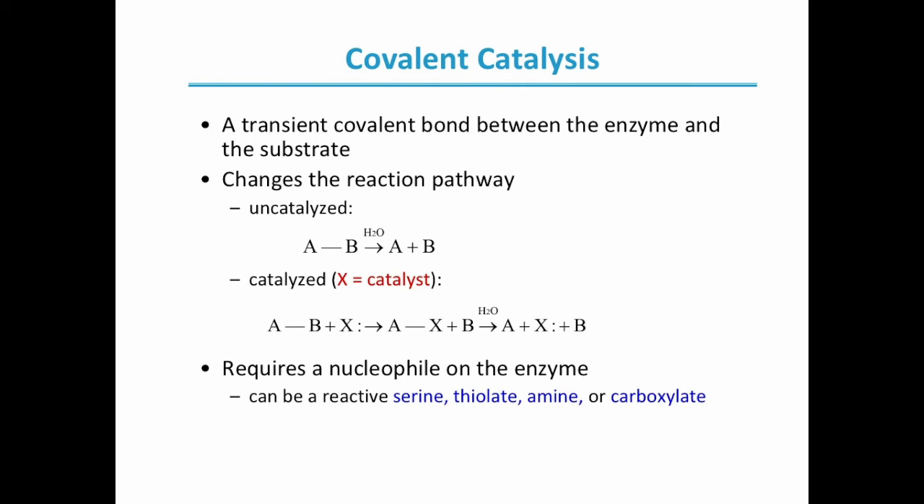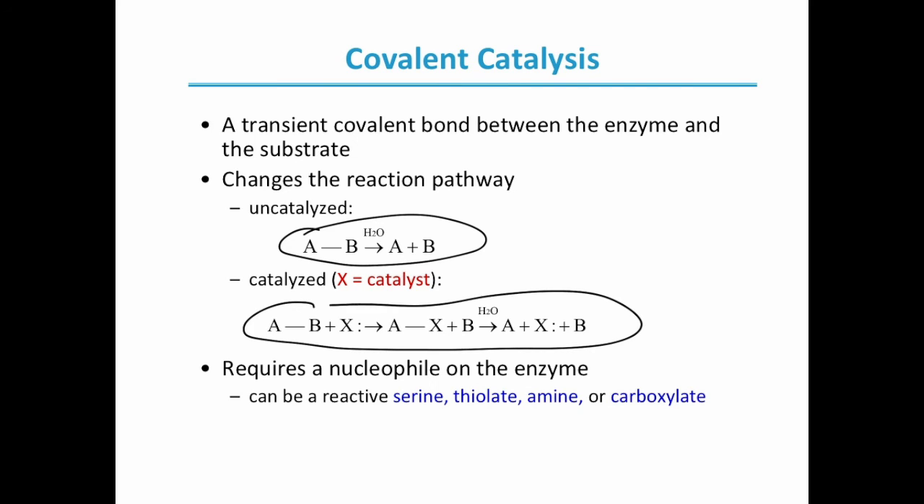A transient covalent bond can also form between the enzyme and the substrate, and that will change the reaction pathway. So for example, if the uncatalyzed pathway involved cleavage of the AB bond with water, the catalyzed pathway involving catalyst X would go through this pathway instead. So notice that in the catalyzed pathway, you're forming a bond between A and the catalyst before you get to the final products of A and B separate, and then the catalyst has been released as well. These types of reactions require a nucleophile on the enzyme.